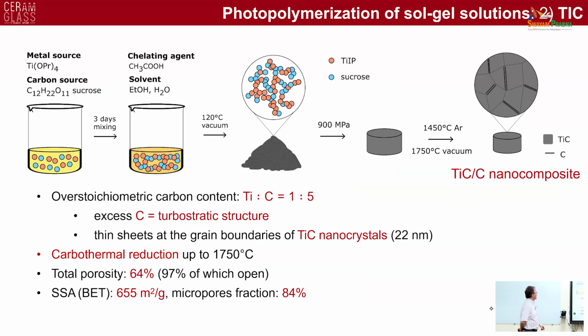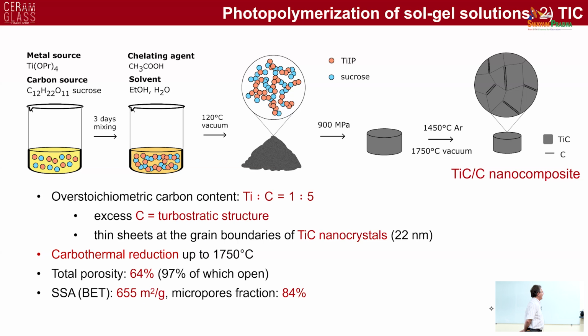So we can start from titanium isopropoxide. With the carbon source, we used sucrose, and then we added a chelating agent, which was simply acetic acid, which served the purpose of controlling the reactivity of the titanium isopropoxide and extending the lifetime of the solution.